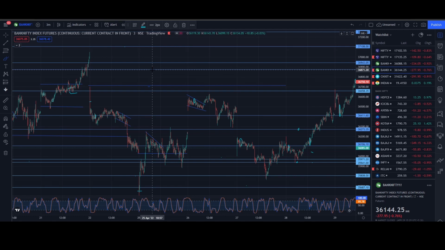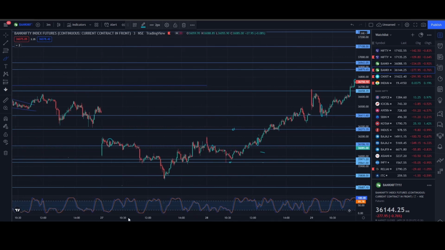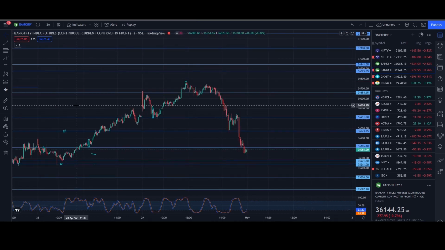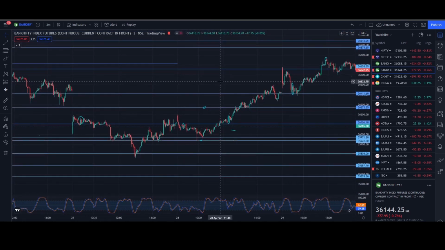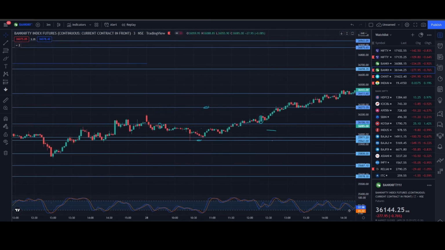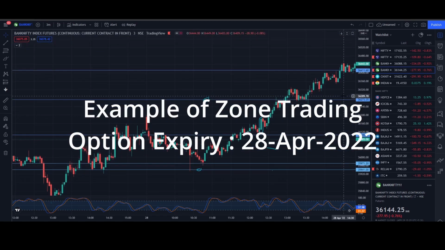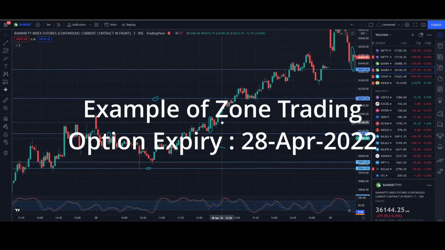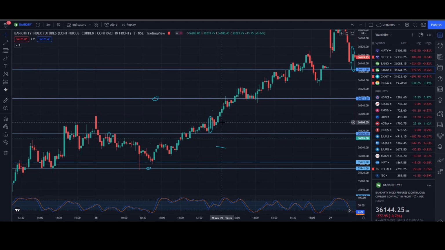Zone trading is an amazing strategy where you make money even though you haven't done any analysis of the market on a weekly, monthly, or even daily level. The only thing that matters for you is the day, what has happened on that day and what levels are available on that day. So here we are going to take an example of the option expiry of 20th April 2022.